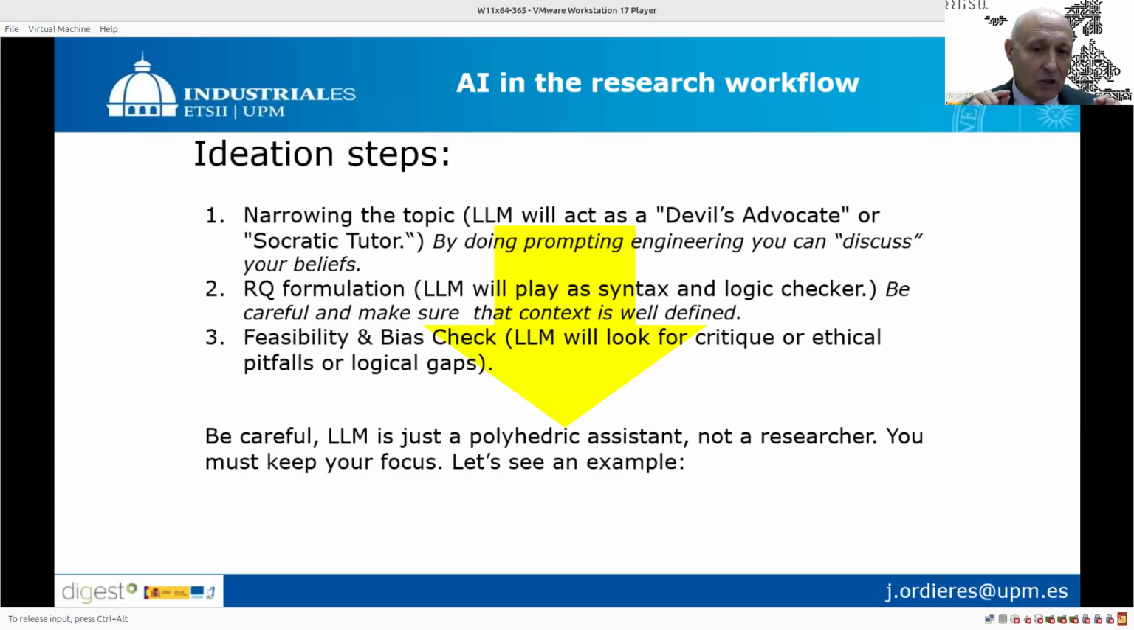So the main consideration, as a recommendation in the ideation step, is that the LLM is a polyhedric assistant and is not a researcher. So you can't trust it directly. You can't lazily submit a question and then trust the answer. That's not the way of doing it. The way of doing it is that you need to keep the focus and you need to be consistent in what you are doing. So let me show you an example.